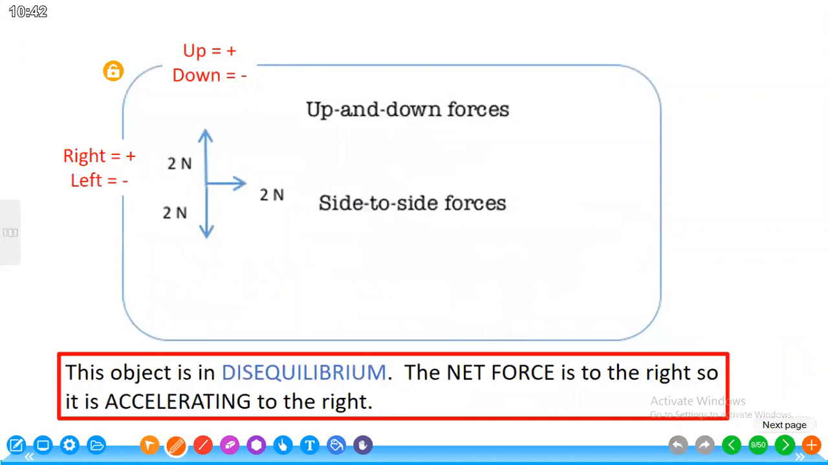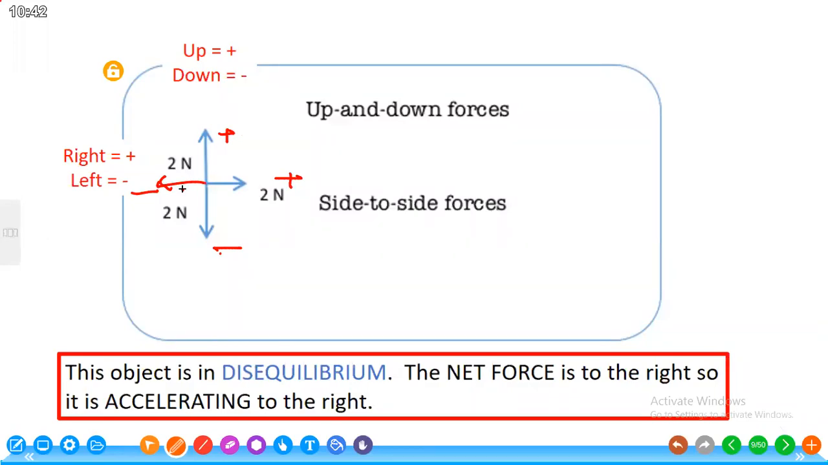Then in here you observe up and down forces. We consider upward force positive and downward force negative, and right side force positive and left side force negative. So there are up and down forces and side to side forces. So the object is in disequilibrium, the net force is to the right, so it is accelerating to the right.